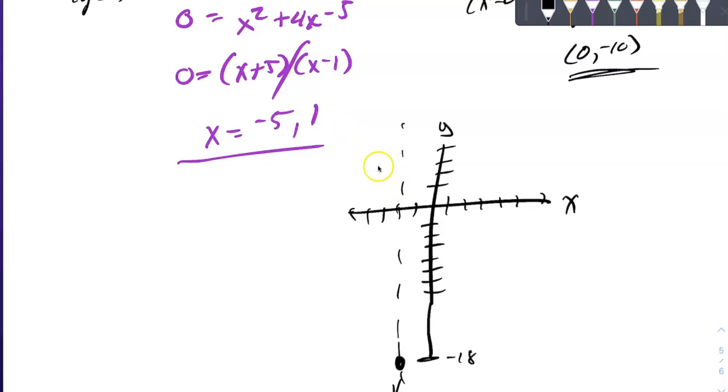Let's find the x-intercepts, negative 5 and 1. So negative 5 is right here, and 1 is right there. And the y-intercept is negative 10, which I believe is around there. Well, let's say it's around there. Then we just connect it all. And there's my graph, and that's the lesson.